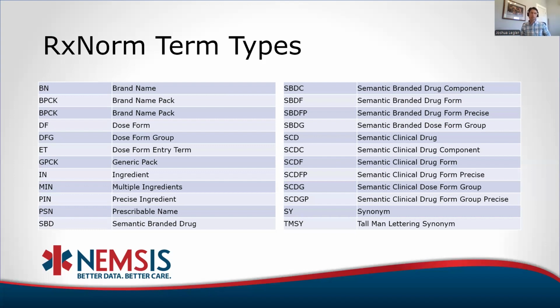However, often, if you're doing analytical reporting, you might just want to know, hey, I just want to know every time naloxone was given. I don't care if it was Narcan or some other brand. I don't care what the strength of it was or the dose form or how it was packaged. I just want to know naloxone was given. So I'm going to show you how the relationships work.